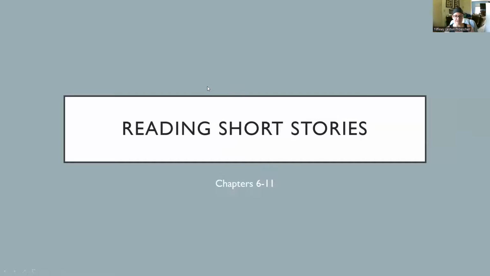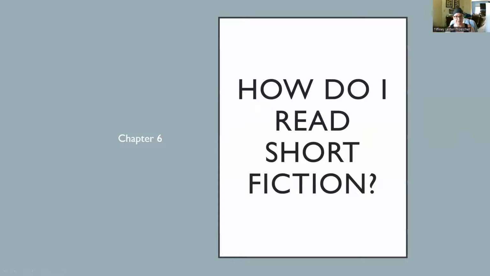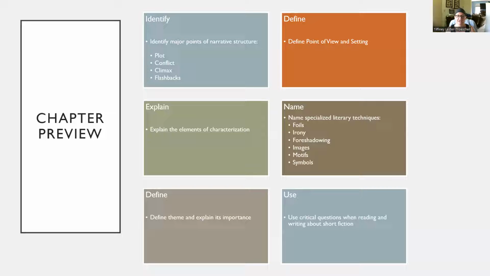All right, so we're going to start on chapter 6. How do I read short fiction? All right, so let's see. This is sort of a chapter preview. We're going to be looking at structure. We're going to be looking at point of view. We're going to be looking at characterization. We're going to be looking at different literary techniques, some of which we also looked at with poetry.